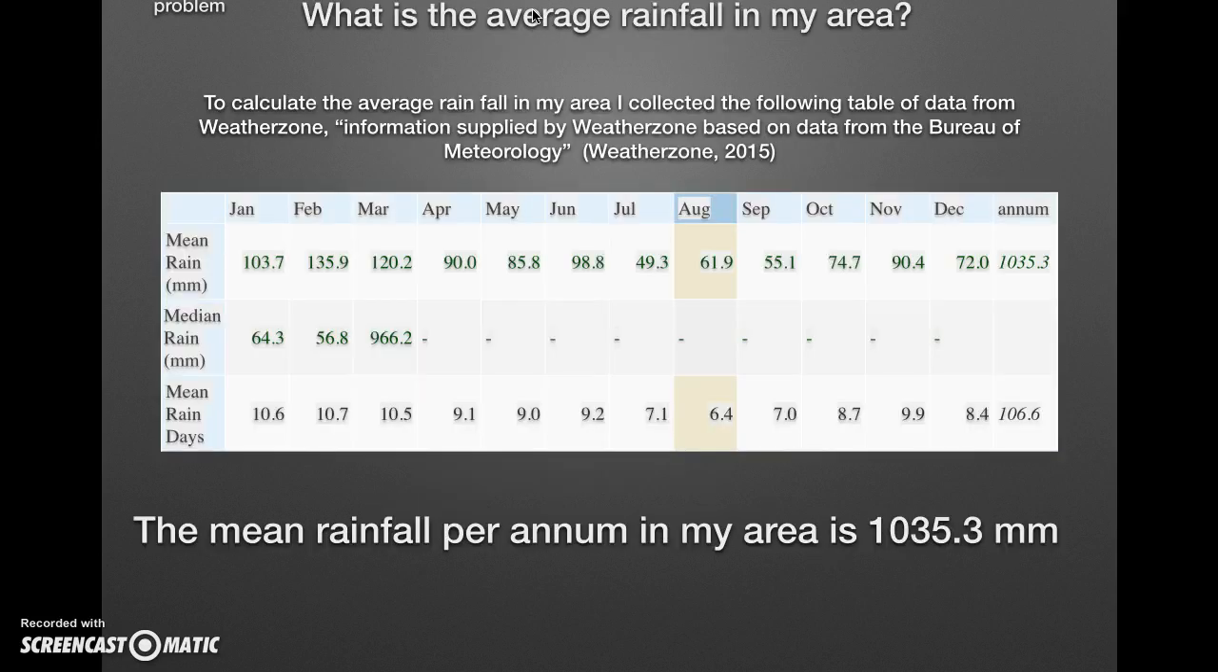What is the average rainfall in my area? To calculate the average rainfall in my area, I collected the following table of data from WeatherZone. Information supplied by WeatherZone is based on data from the Bureau of Meteorology. We can use the data presented to gather our average rainfall per year, which is 1,035.3 millimetres.